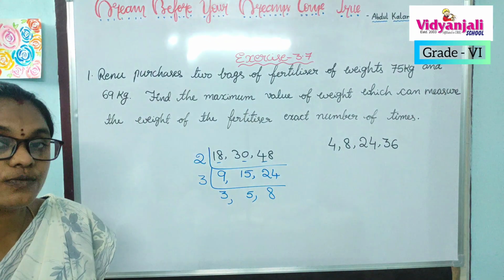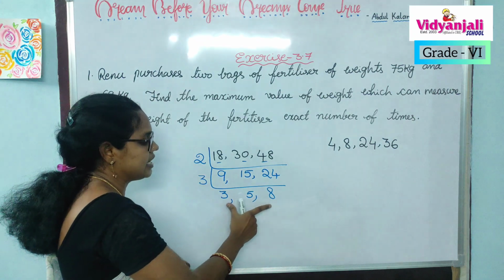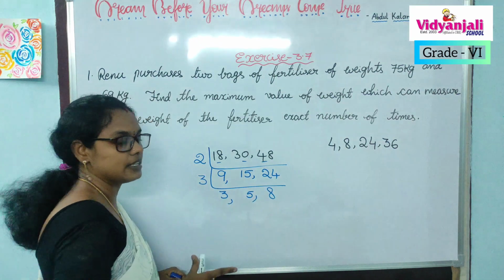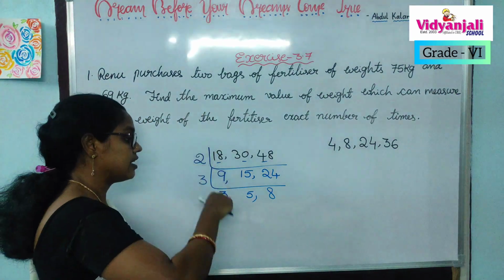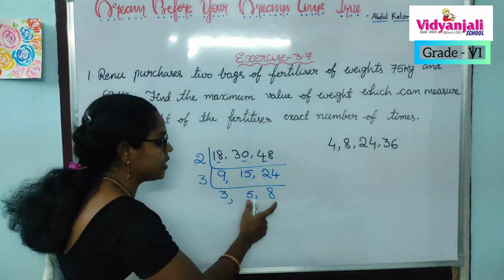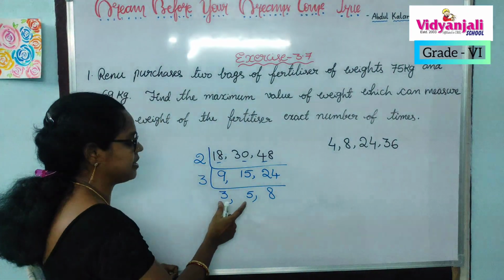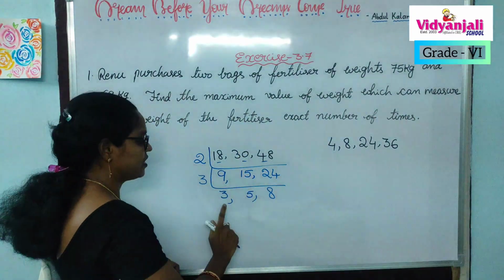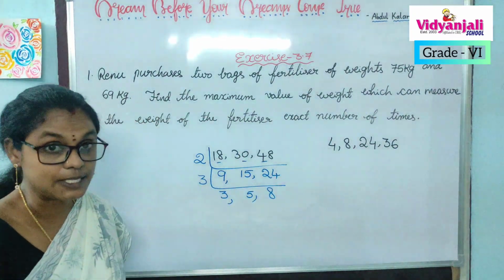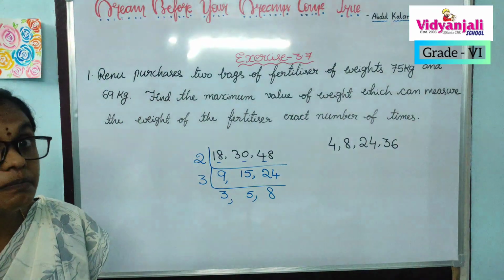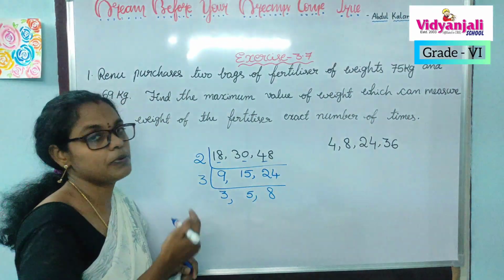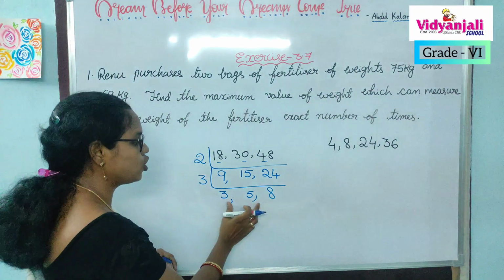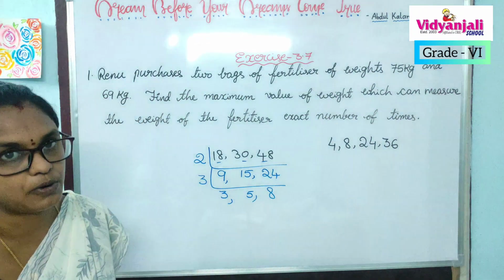In such cases, if any number is not divisible by all 3, then we have to check in which table at least any 2 numbers are divisible. 3 and 5 never come in any table. 5 and 8 also no. 3 and 8 also no. That means there is no common factor. That means those are co-primes. When there is no common factor, we can stop the procedure.